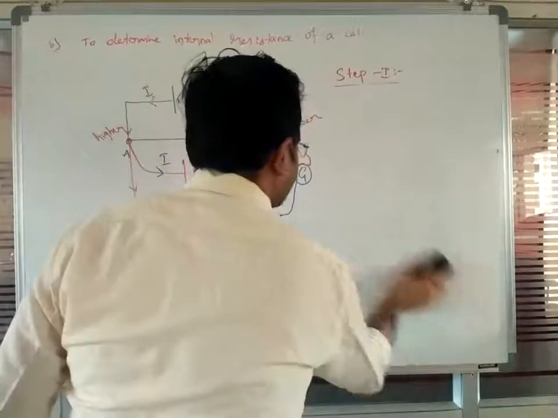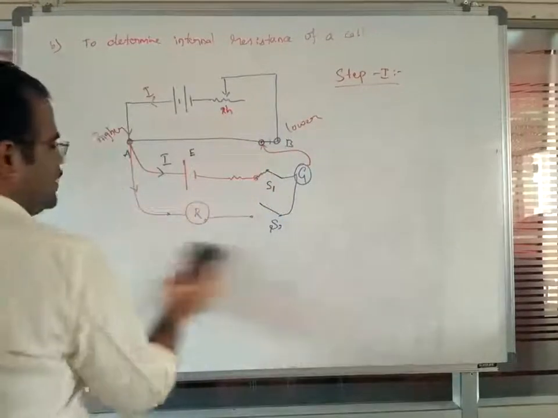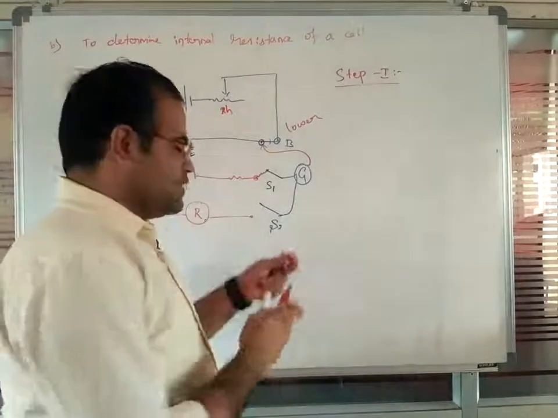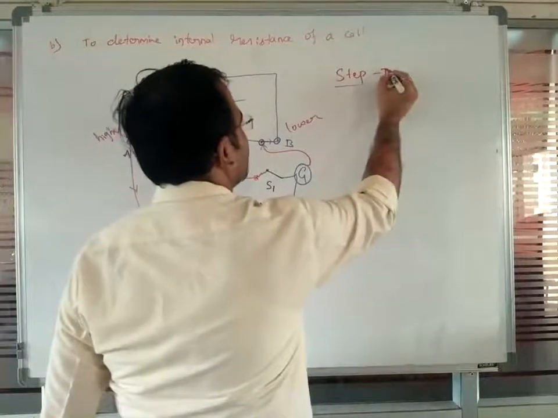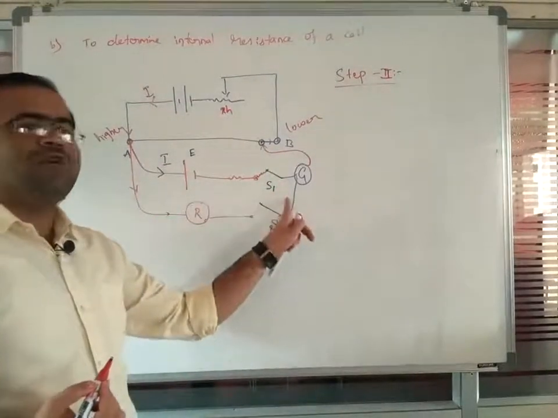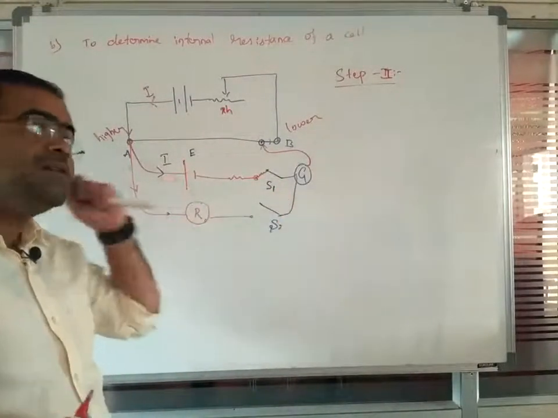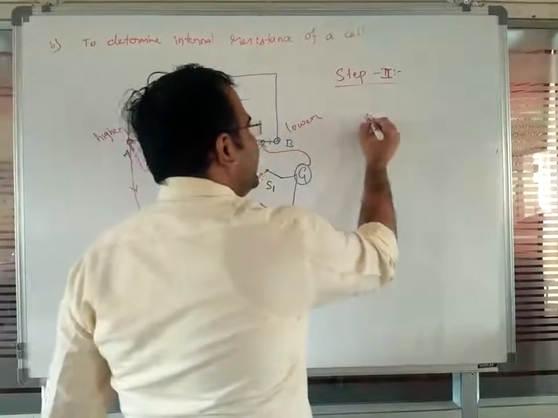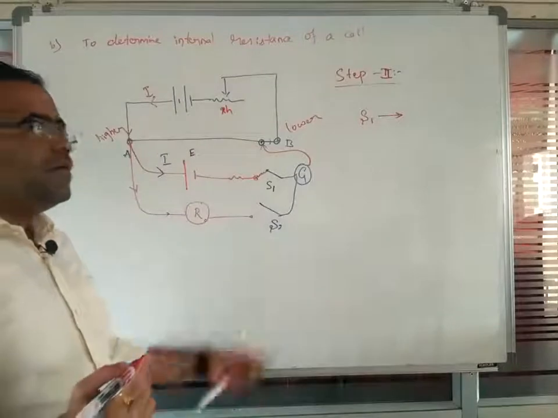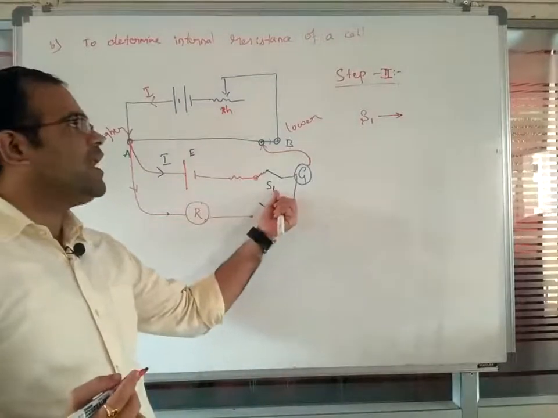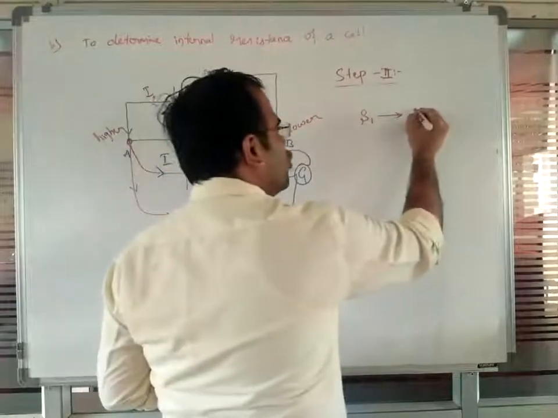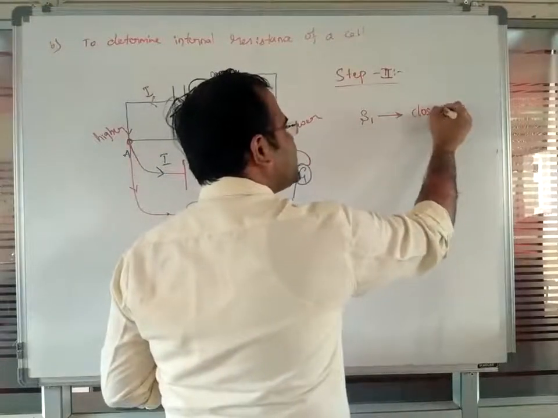When we consider the second step, the conditions and procedures follow the same. In the second step again, observe, the switch S1 was previously closed. In the first step, you kept S1 closed. Here also we will keep switch S1 closed only. There is no change in the condition.